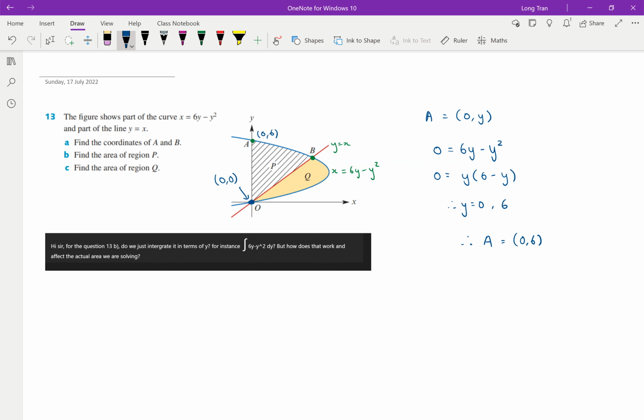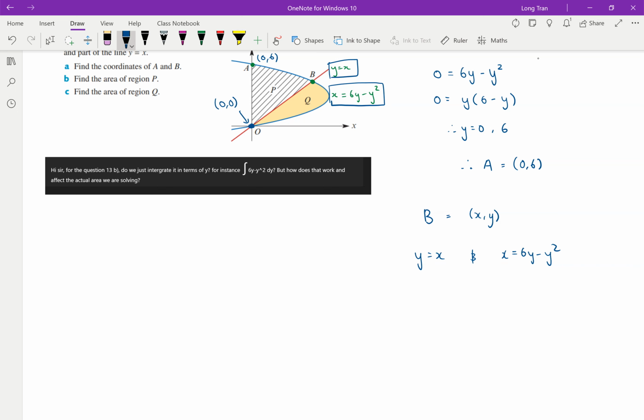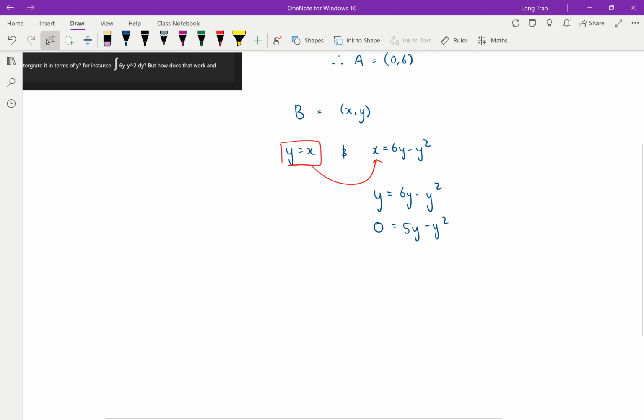All right, well then now I need B. So for the point B, looks like I'm going to be solving these two equations. And since y equals x, we can then say for B, we're going to solve. We don't know what the xy coordinate is, but we do know that it is the intersection between y equals x and x equals 6y minus y squared. So using the substitution method, we substitute x equals y into that, and that gives me y equals 6y minus y squared. But looks like then 0 is equal to 5y minus y squared. Let's see what I can do here. So factorize it, y times 5 minus y. So therefore y is either equal to 0 or 5, it seems.